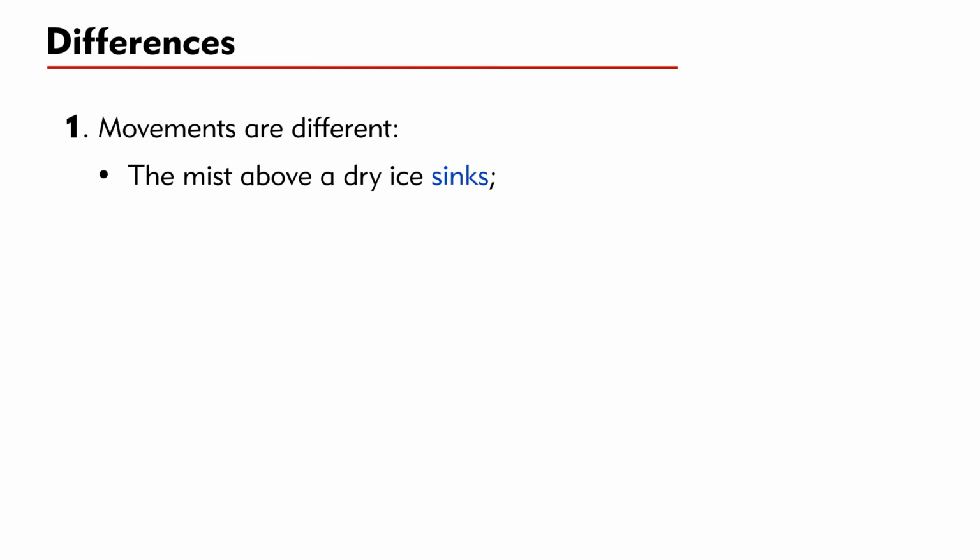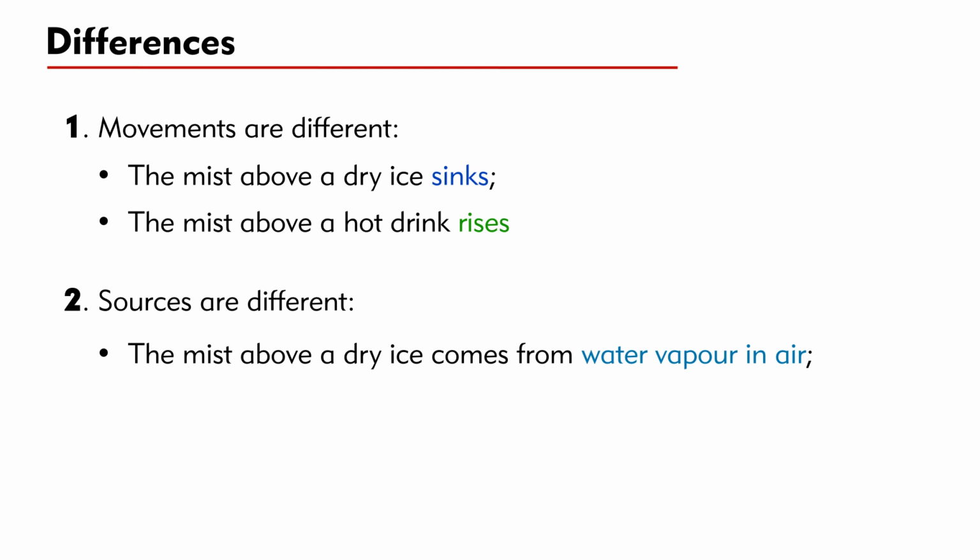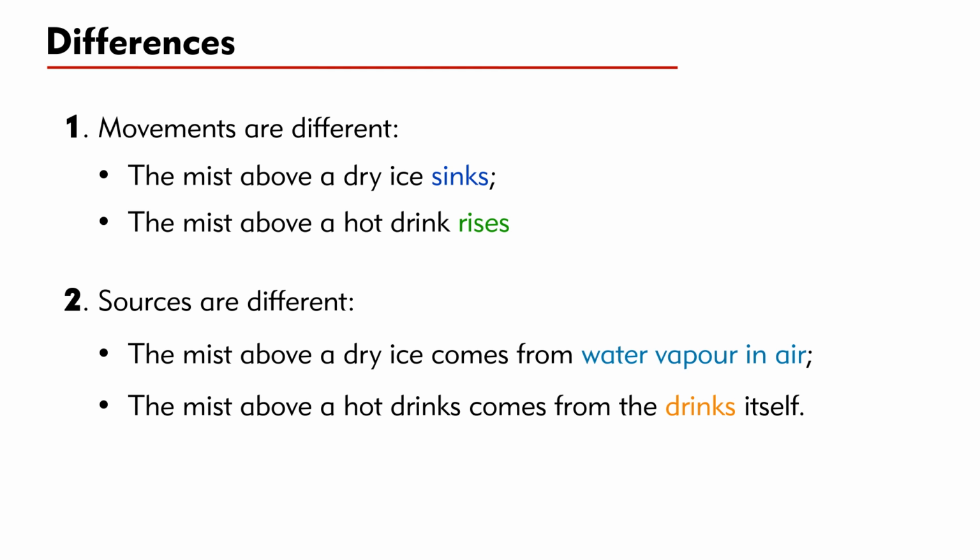Let's summarize the differences between the mist above dry ice and hot drinks. Firstly, their movements are different. The mist above a dry ice sinks, but the mist above a hot drink rises. Secondly, their sources are different. The mist above a dry ice is condensed from water vapor in air. The mist above a hot drink is condensed from hot water vapor, which is evaporated from the drink itself.